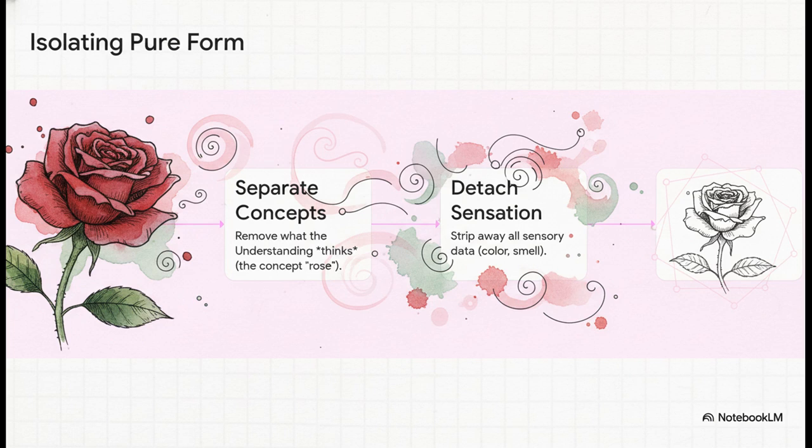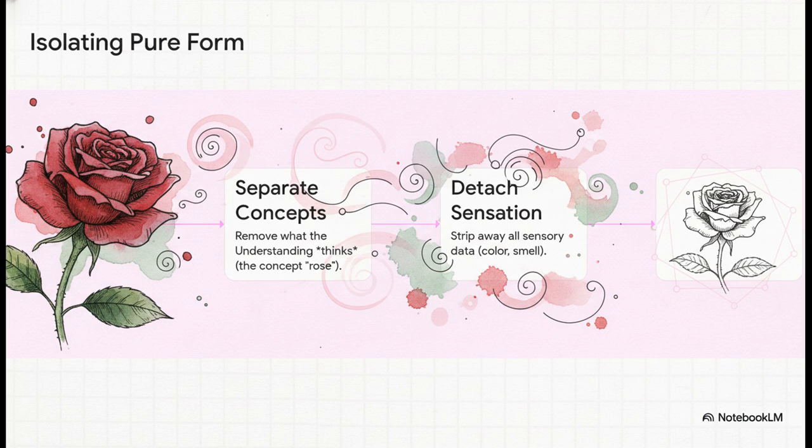To find this pure form, Kant has us do this cool little thought experiment. So picture a rose. Okay, got it? First, mentally strip away everything you think about it. The concept of rose, what you know about botany, any memories you have of roses. Just get rid of all that. Next, strip away everything that comes from your senses. Its color, its smell, the feel of the thorns.